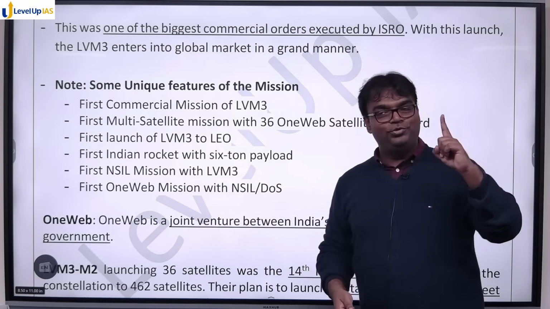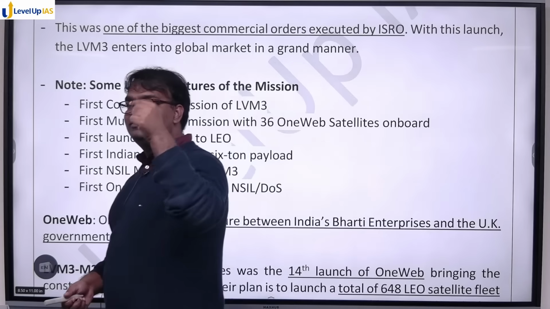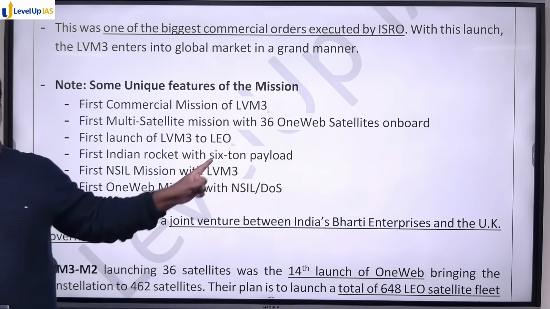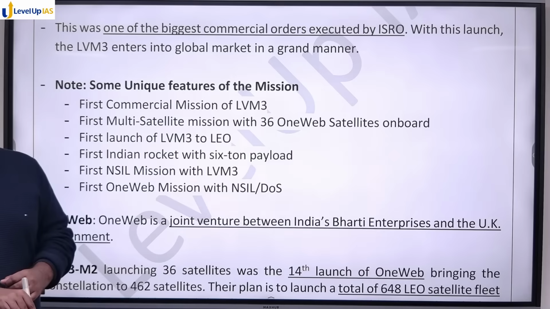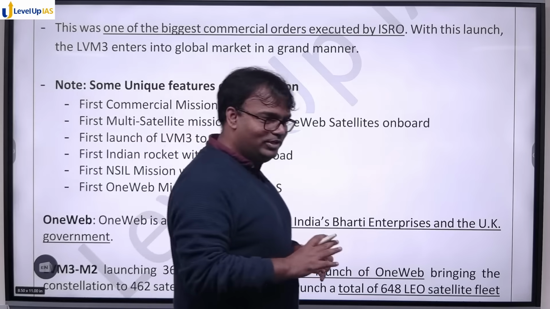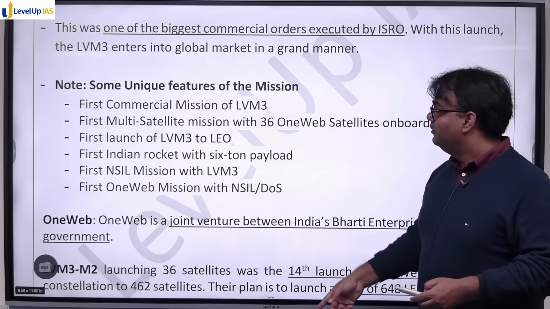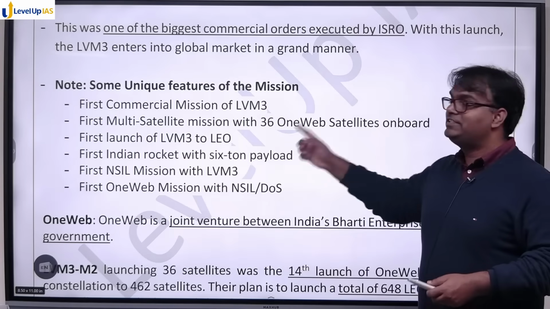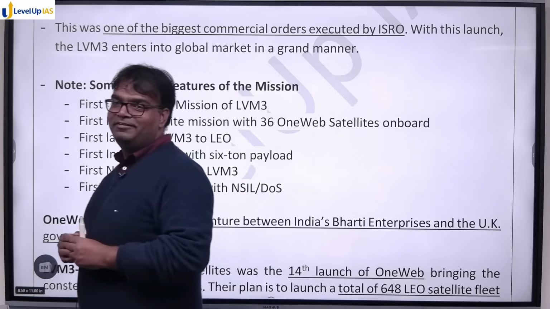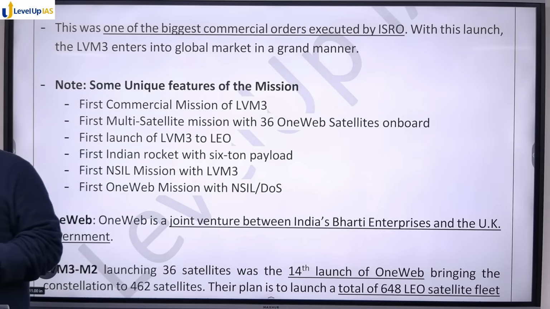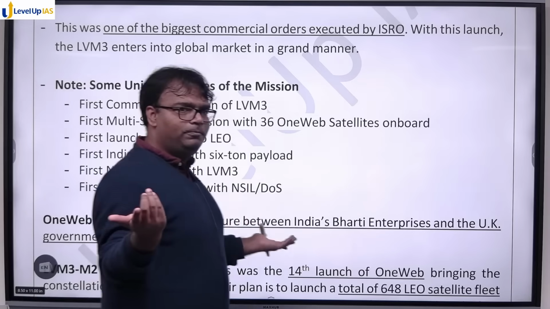Look, D1, D2 and M1, GSAT-19, GSAT-29 and Chandrayaan were one launch each. Here, 36 satellites in one launch. First launch of LVM3 to low Earth orbit. LVM3 before this had been launched only in GTO. Here, for the first time, we have gone to low Earth orbit. First Indian rocket with 6 ton payload. For the first time an Indian rocket has carried around 6000 kg. Before this, no Indian rocket had gone with 6000 kg payload. In fact, no Indian rocket was capable of carrying 6000 kg payload.